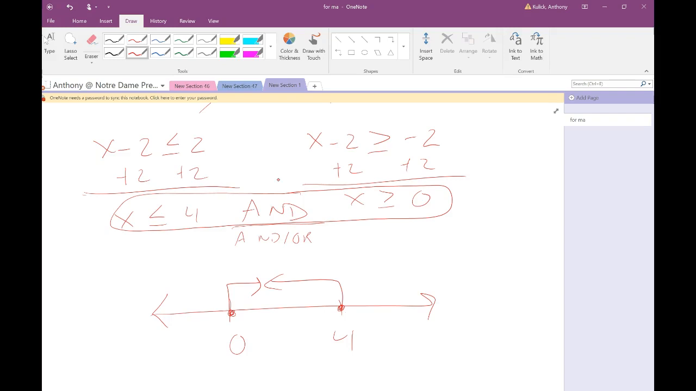So you're talking about graphing a function? Okay.